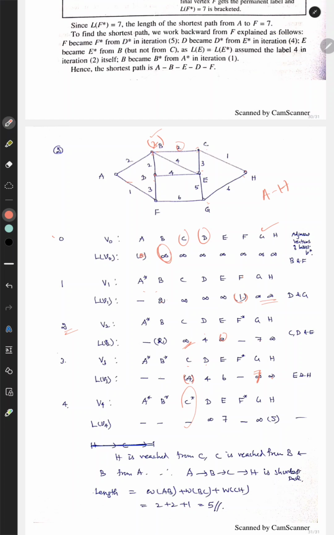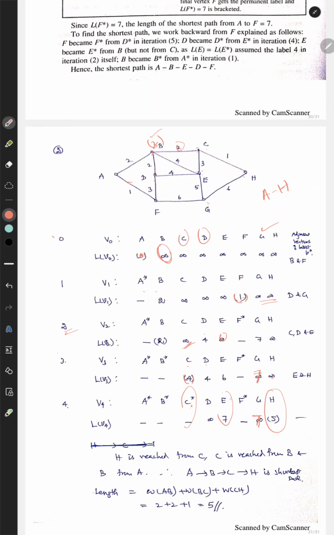Now we have to reach up to H. Once H is permanent, we can stop. We don't have to give a permanent label for every vertex. So C is permanent now. Now what you'll do, you'll find C to E, B is already removed, C to E and H only you have edges, so E and H only their labels can be modified. So G already has 7, right?